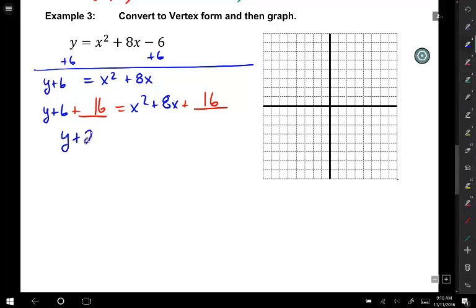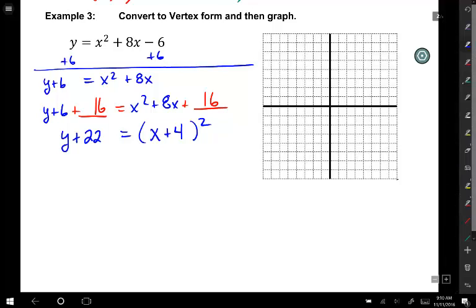Y plus 22 equals, who can help me with that parentheses? Marissa? X plus 4 squared. X plus 4, the quantity squared. Does anyone have a question where she got the plus 4 from? Let's review the plus. The plus comes from where? The plus 8. That's where the plus comes from. And Greg, the 16 comes from the square root of 16 is 4, or you want to think of it as half of 8. Either one works.